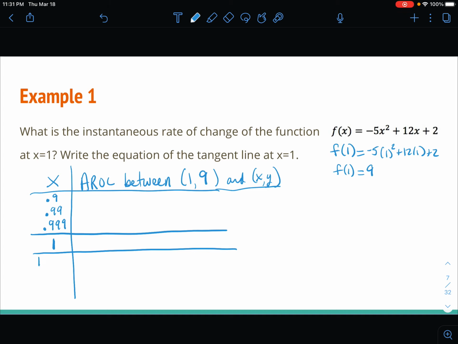From the other direction, if we kind of mirror this, the closest values are 1.001 and 1.01. All of these are very close to 1, and hopefully we're going to see that these get closer and closer to what looks like the same value, the same average rate of change.